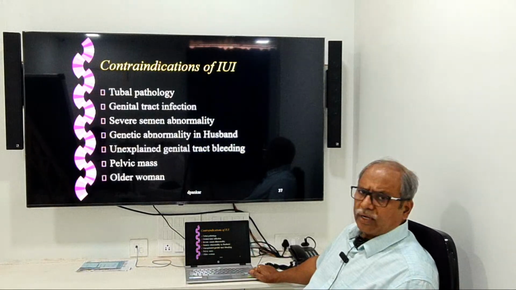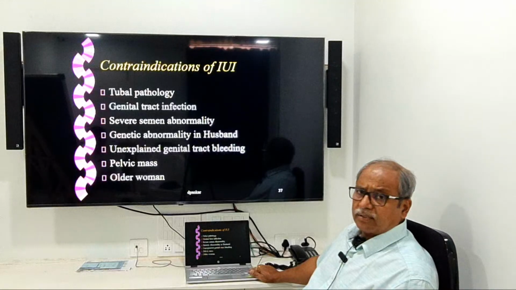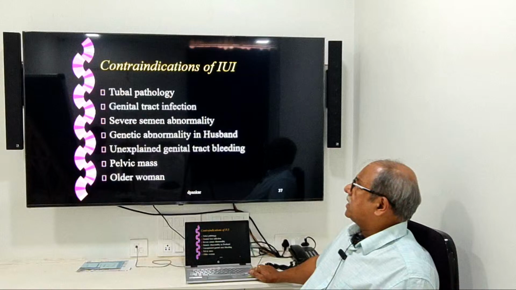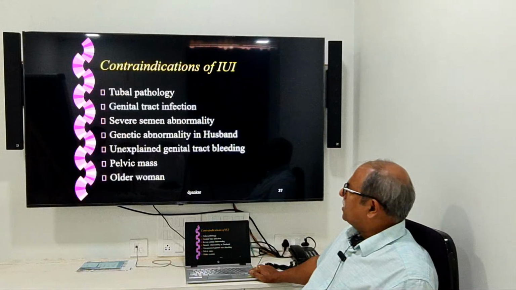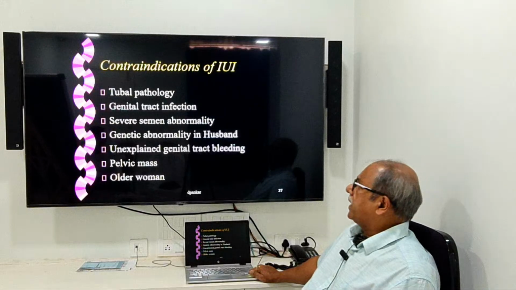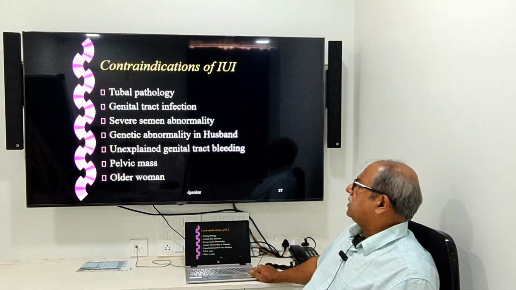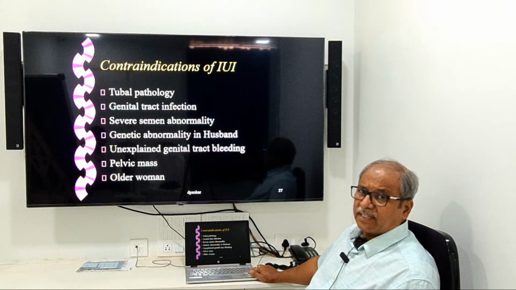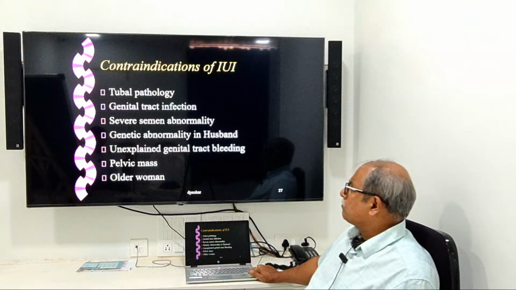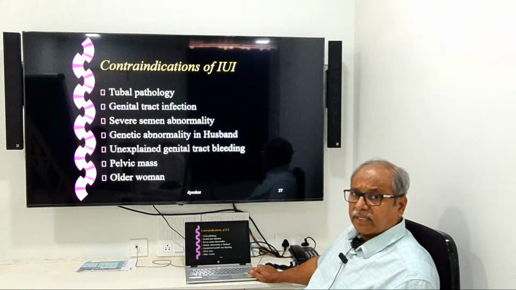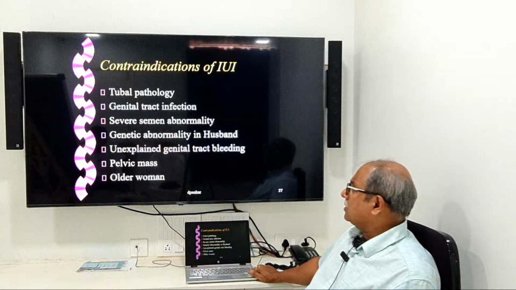And the contraindication is very, very important, that is, where you should not do IUI. If you see pathology in the tube on HSG or laparoscopy, genital tract infection, severe semen abnormality, or genetic abnormality in the husband. Again, this genetic abnormality can be identified by pre-implantation genetic testing, to find out whether we can get a healthy baby or not. Unexplained genital tract bleeding, again think about whether there is any pathology or not.